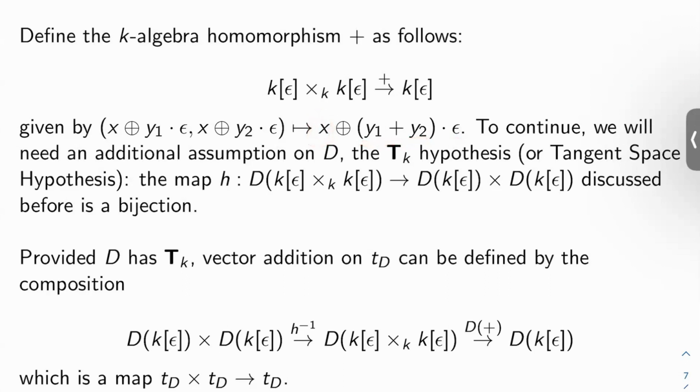To continue, you're going to need an additional assumption on the functor D, which is called the T sub K, or the tangent space hypothesis. Here's the hypothesis. The map H from D of dual numbers cross dual numbers to D of dual numbers cross D of dual numbers, discussed in the previous video, is a natural map essentially by the universal property of fiber products. This should be a bijection. So that's the tangent space hypothesis.